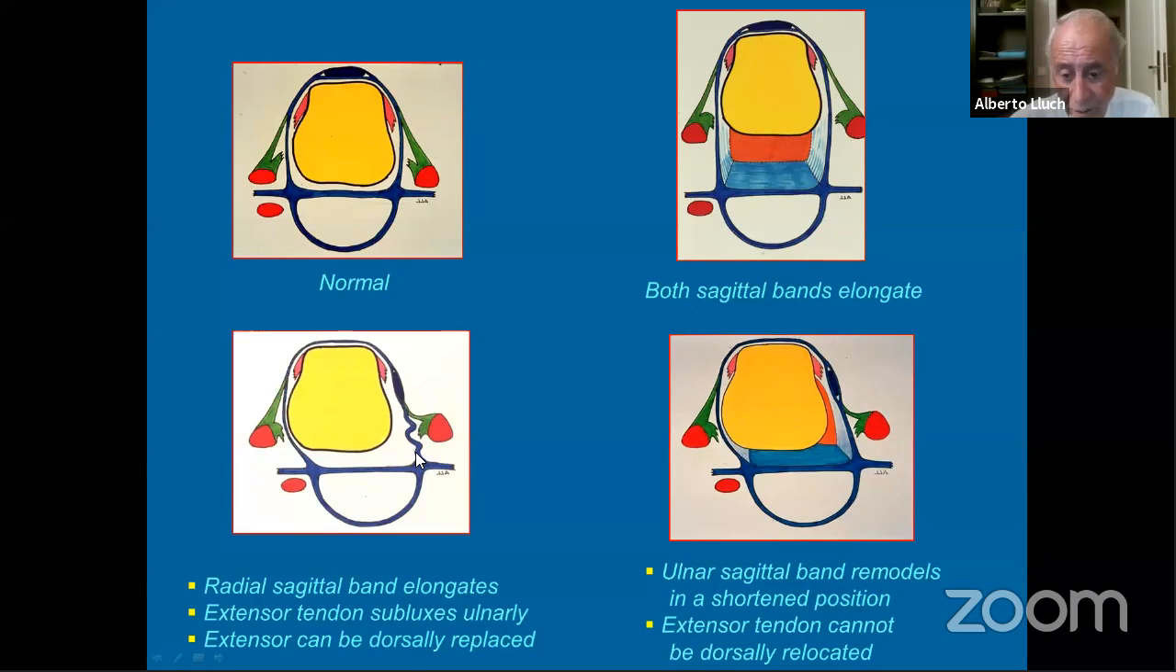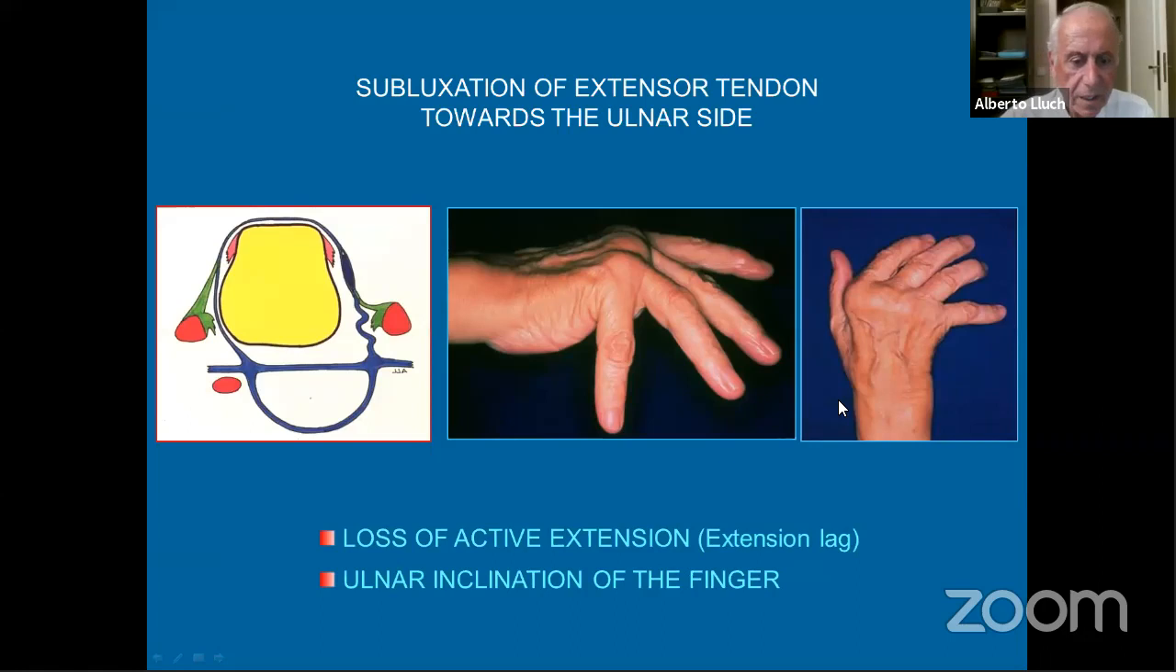It's redundant. But with the passing of time, the sagittal band will remodel in a shorter position. So this is a late stage of deformity of the MP joint: loss of extension, because the extensor tendon is not able to extend the MP joint, ulnar inclination of the finger, and then remodeling of the ulnar sagittal band. And this is quite important to realize or to make a diagnosis.